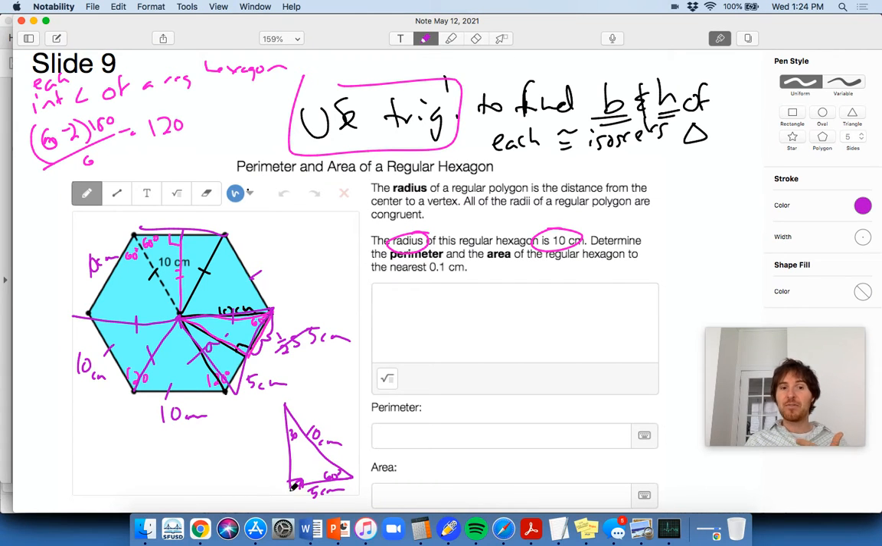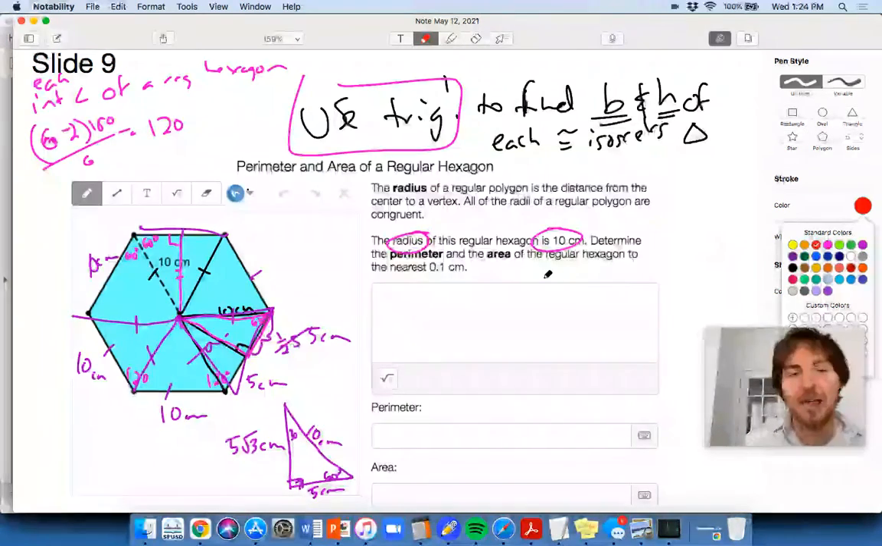And then what about this? What about the longer leg of the 30, 60, 90-degree triangle? Well, the longer leg is exactly √3 times longer than the shorter leg, than the 5 centimeters here. So what am I going to get? I'm going to get 5√3 centimeters for that altitude right here, okay?